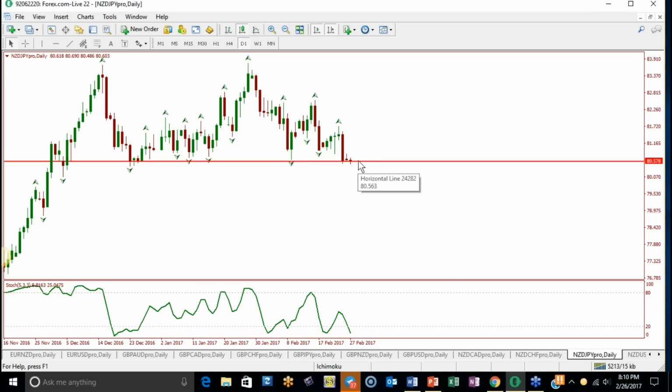So we already have a level. Now the signal could be a couple things. First of all, if we violate this level, then we're going to have to look to get into the trade a different way.